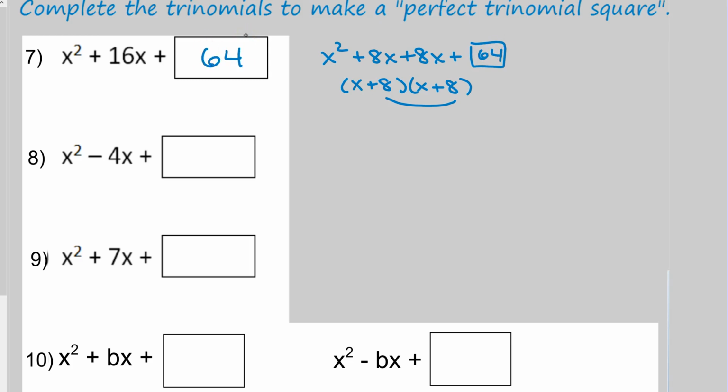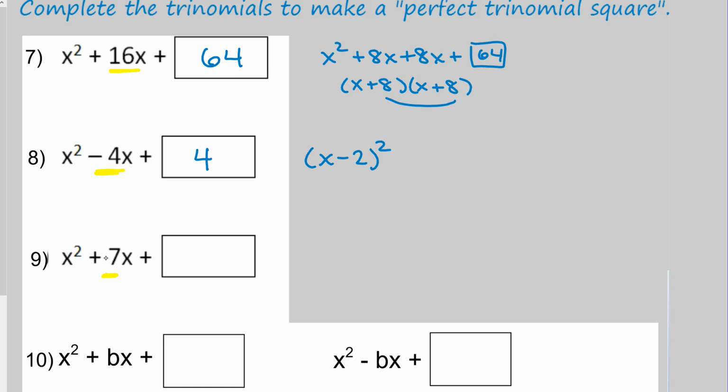So we've seen now twice that we need to take half of this number here and square it. So that's going to be our shortcut. Half of this number here in number 8, half of that number there would be -2, square it, and we get 4. So that would be a perfect trinomial square, and it would factor into x minus 2 times x minus 2.